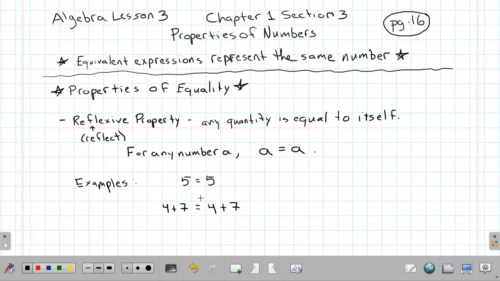Now, the next property of equality, let me erase that. The next property of equality that we have is called the symmetric property.